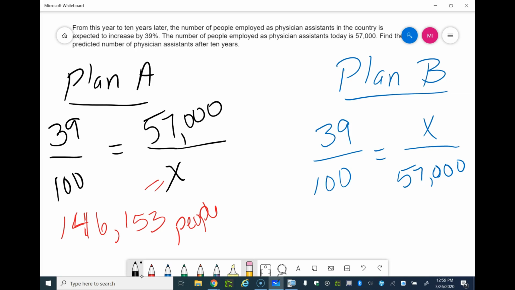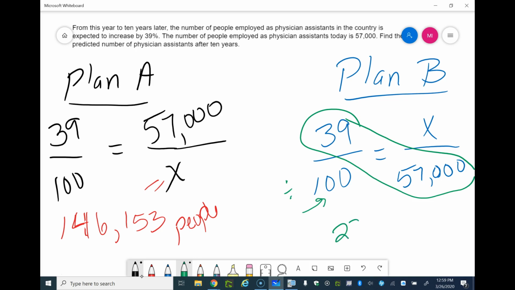146,153 people. And over here, if we solve for X, so we multiply the two numbers that we have here and then divide by this one left over, we get our answer to be 22,230 people.